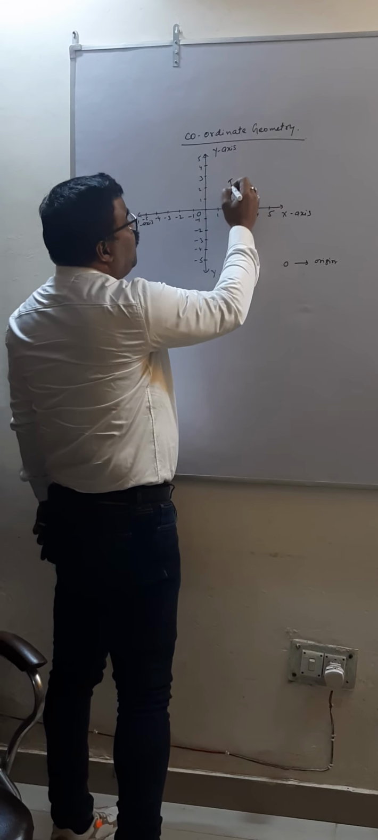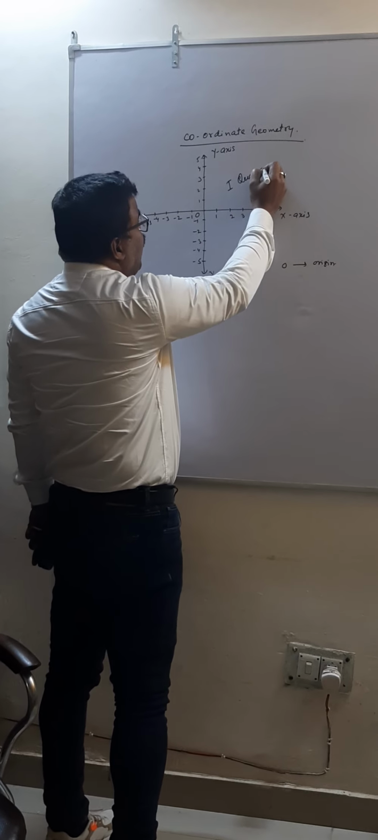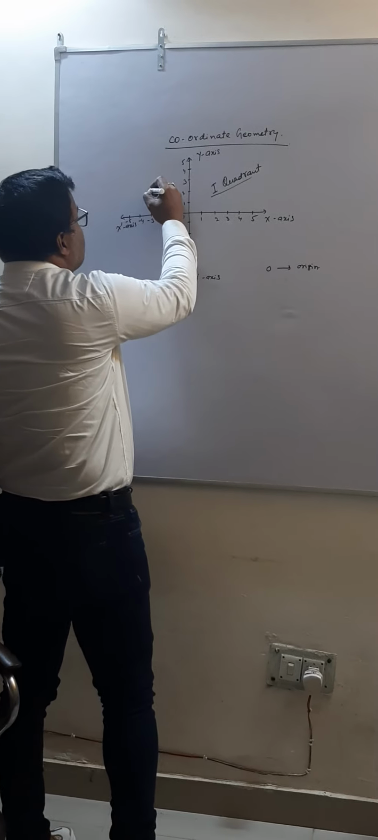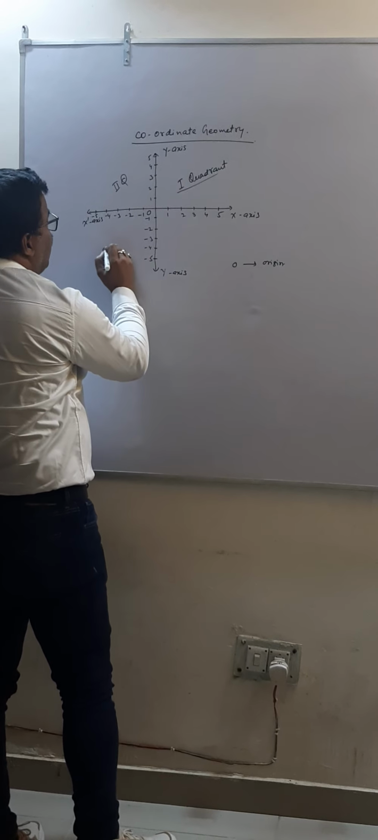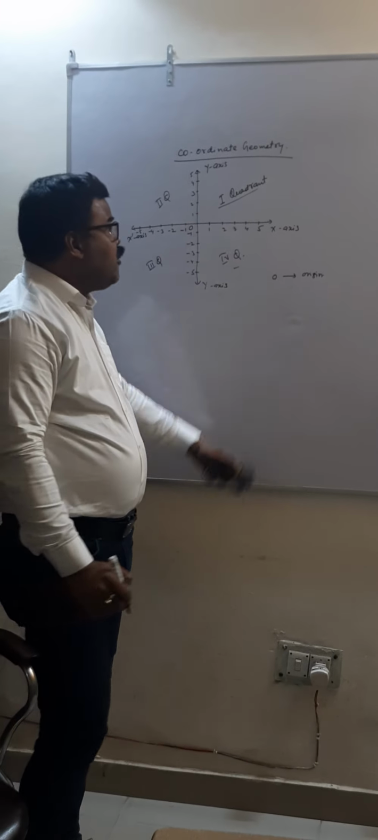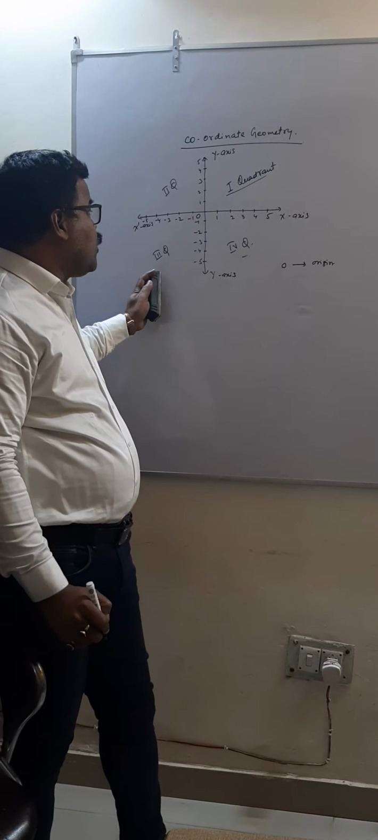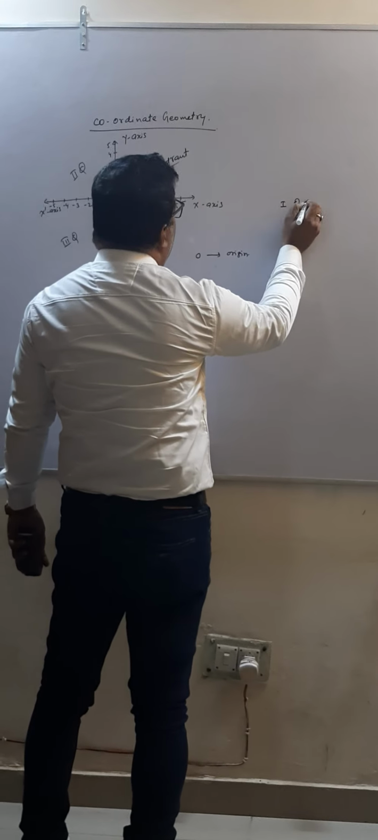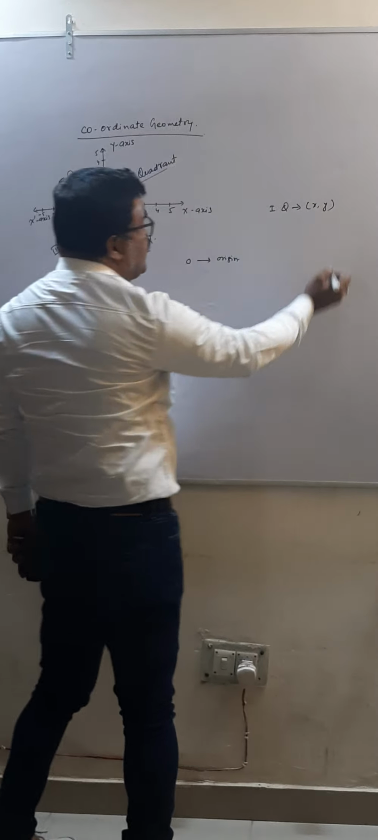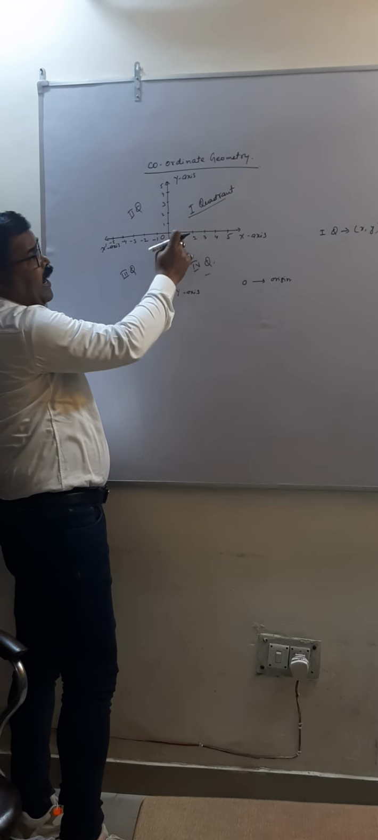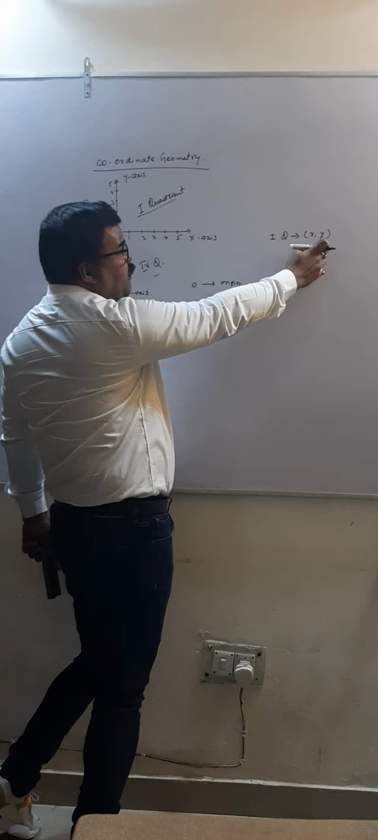This part is called the first quadrant. There are four quadrants: first, second, third, and fourth quadrant. Is that clear? Now, in the first quadrant, both x and y are positive. X positive, y positive. Why? This one is positive, this is positive, and the first quadrant lies between these two parts. So it is x positive, y positive.